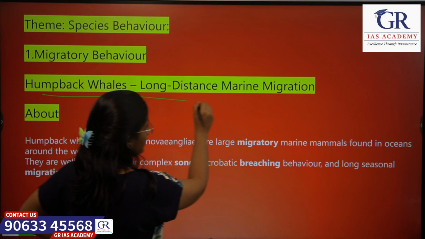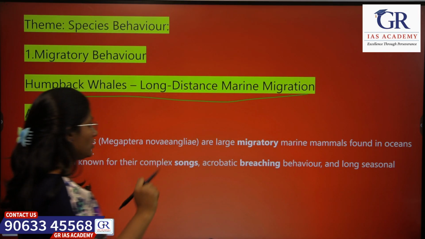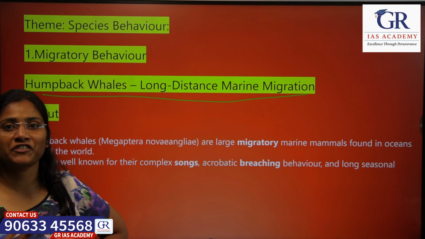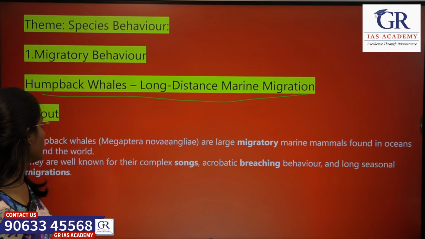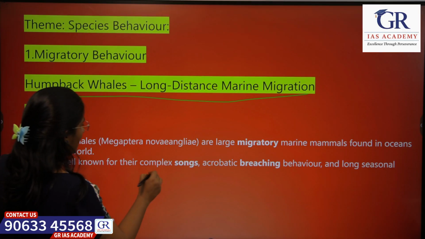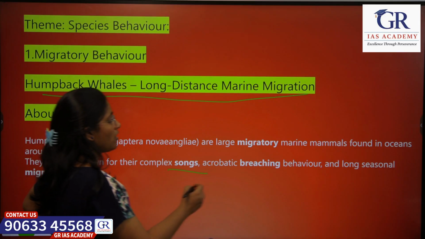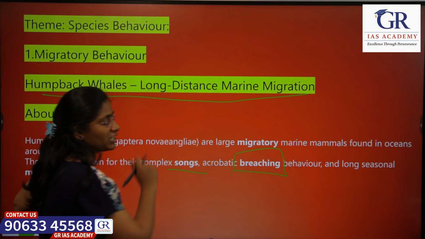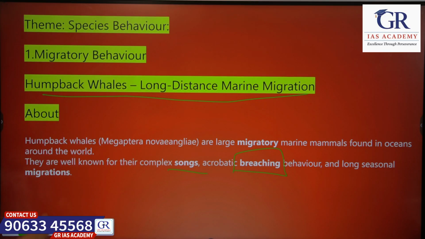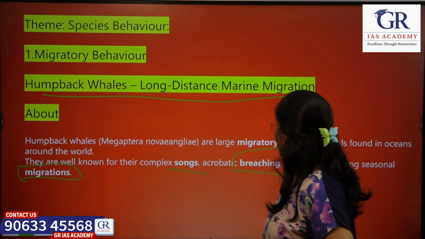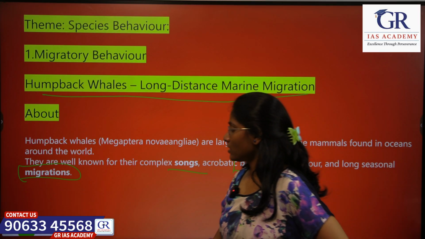Humpback whales. These are marine mammals which travel thousands of kilometers every year. They are known for their superb songs, astonishing breaching behavior, and long seasonal migrations, which are usually because of ocean currents and climate change. So we will be discussing humpback whales today.